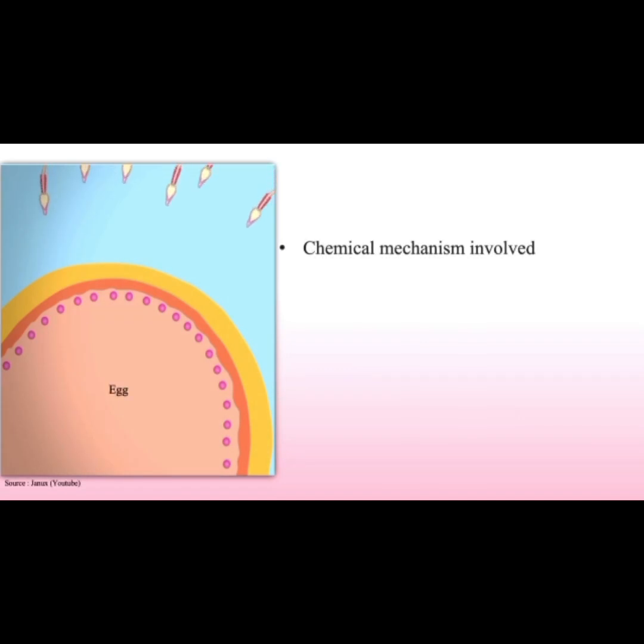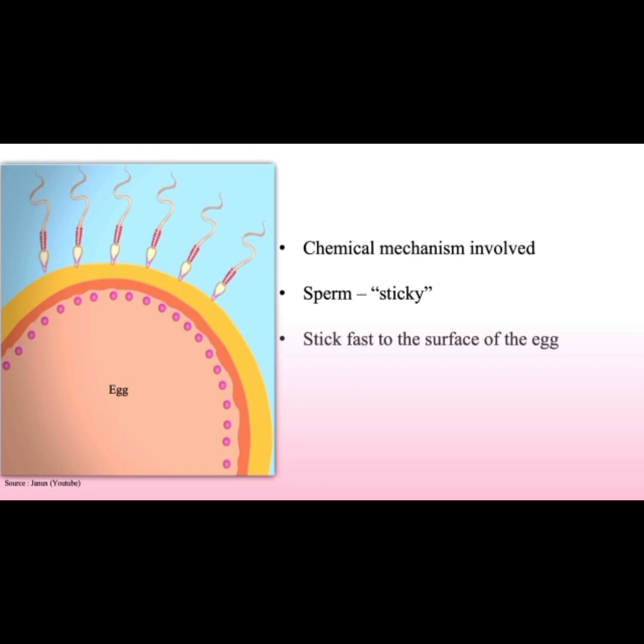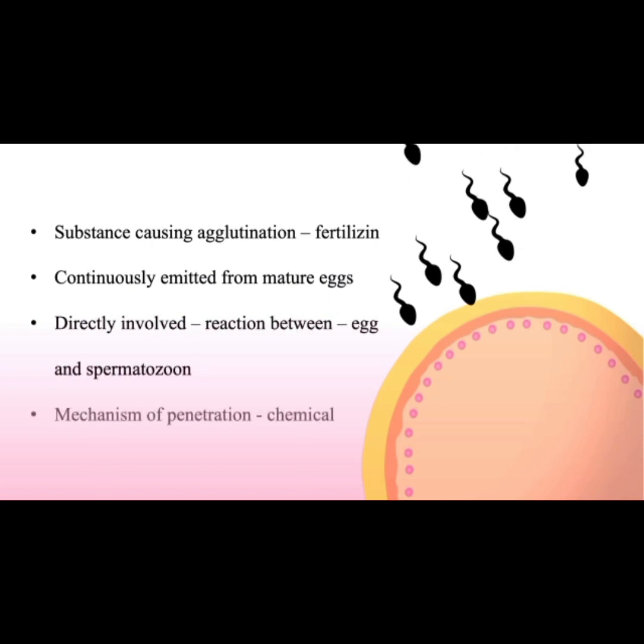A very fine chemical mechanism is involved in this process. The spermatozoa become sticky and adhere to the surface of the egg and even to each other. The mutual adhesion of the spermatozoa results in their clumping or agglutination. The substance causing agglutination of spermatozoa is called fertilizin. The fertilizin is continuously emitted from mature eggs and is directly involved in the reaction between the egg and the spermatozoon. The mechanism of penetration is chemical.